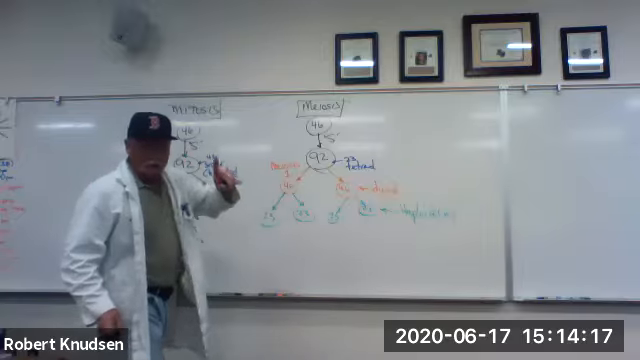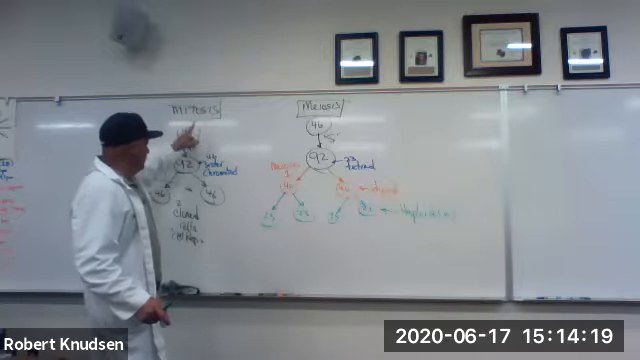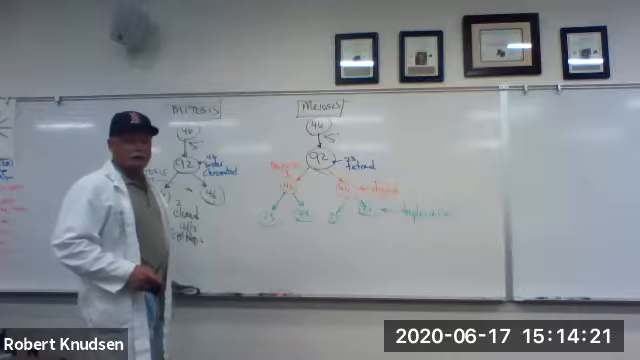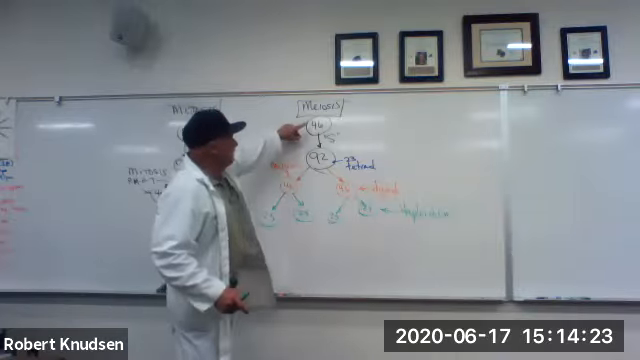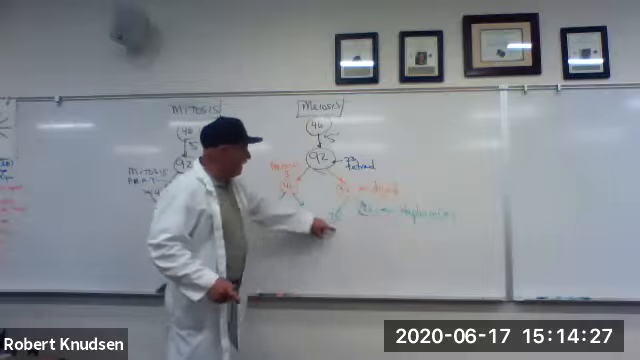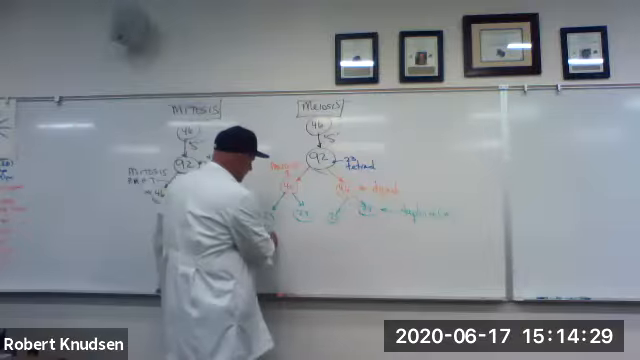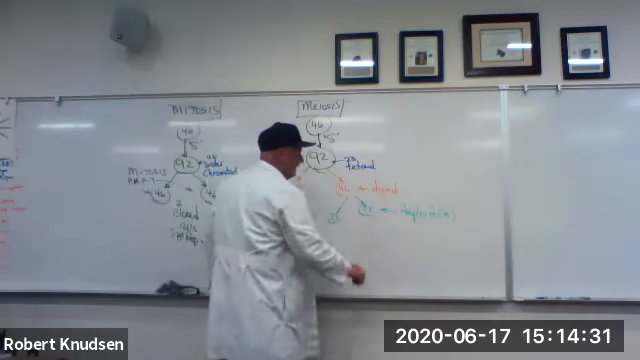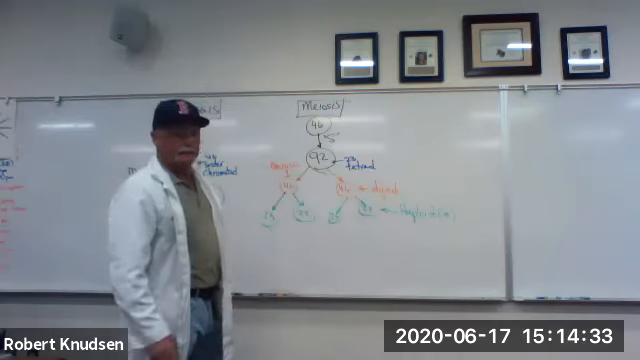So the result of one cell going through mitosis is 2 identical cells. The result of meiosis of one diploid cell results in 4 haploid cells. Put a little tail on them. Guess what we have? Sperm. Okay?